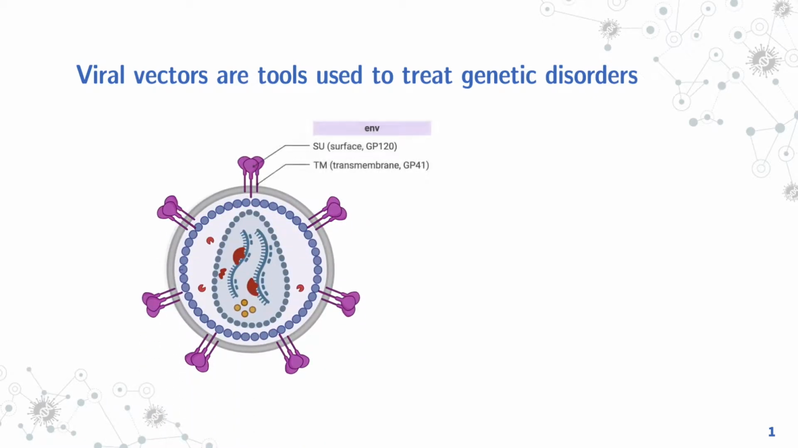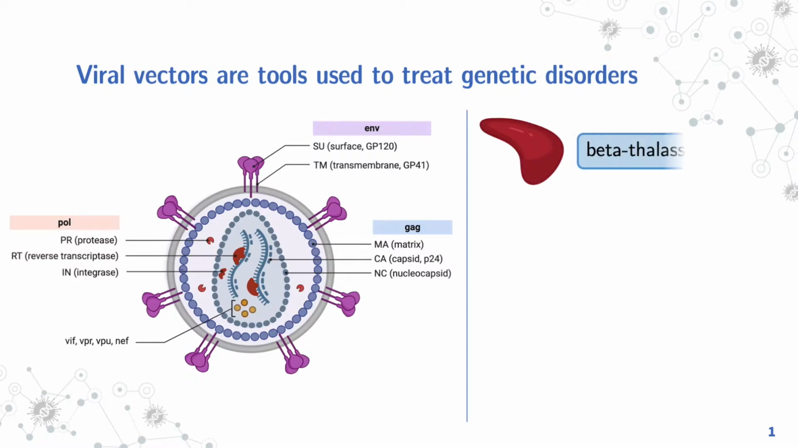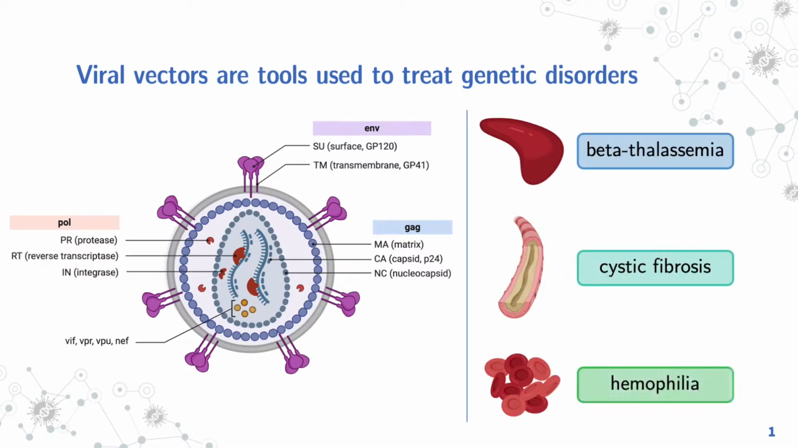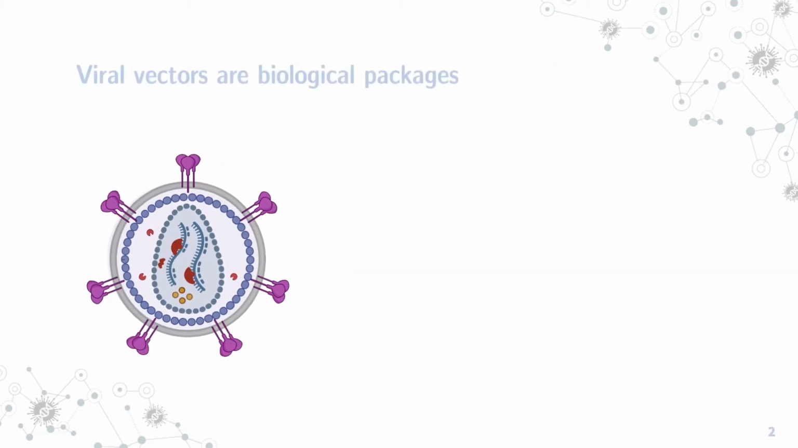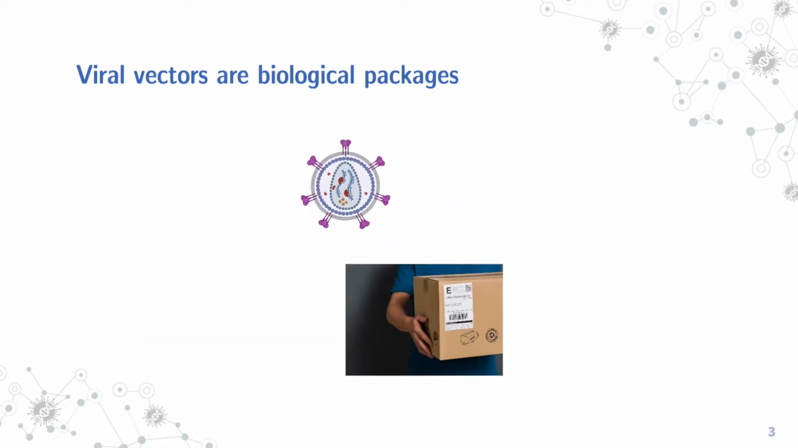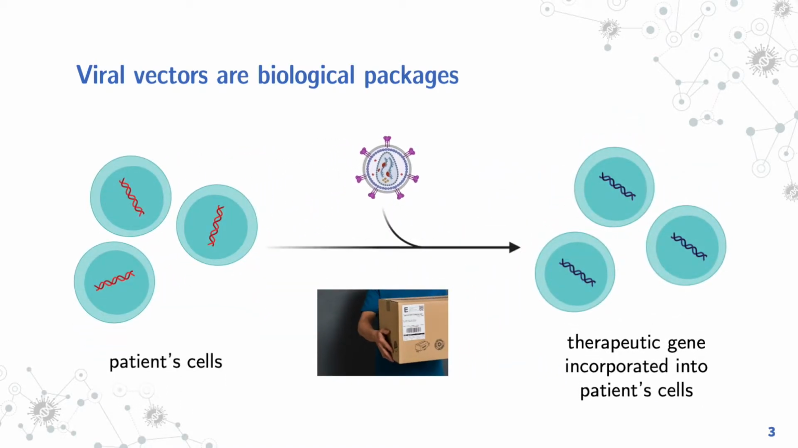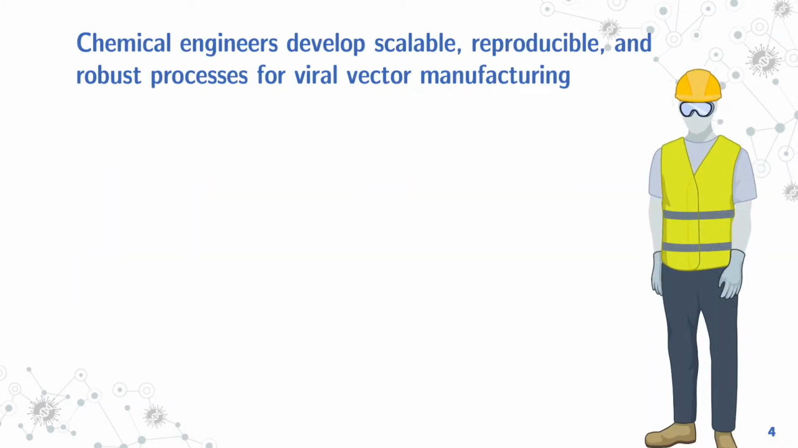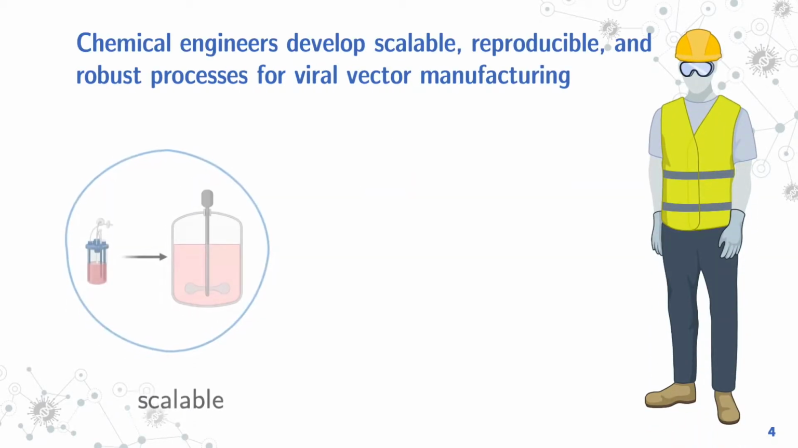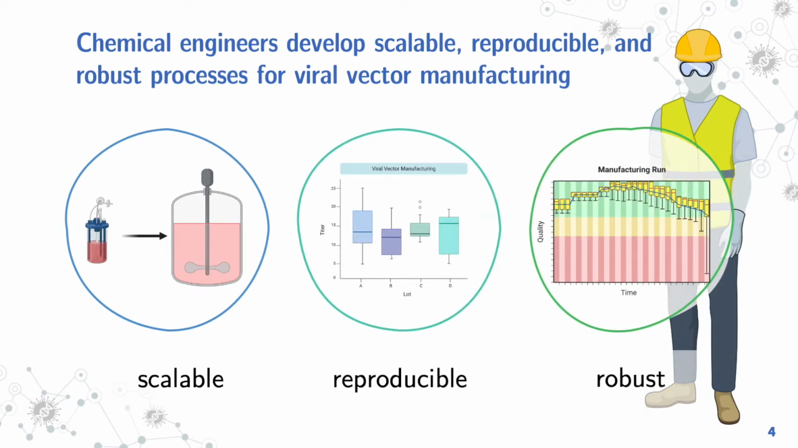Viral vectors are tools used in human gene therapy with a promise to treat or even cure genetic disorders such as beta thalassemia, cystic fibrosis, and hemophilia. We can essentially think of viral vectors as biological packages containing therapeutic genes that could replace faulty genes in patients with genetic disorders. Chemical engineers play a crucial role in developing scalable, reproducible, and robust processes that could produce clinically relevant quantities of viral vectors.